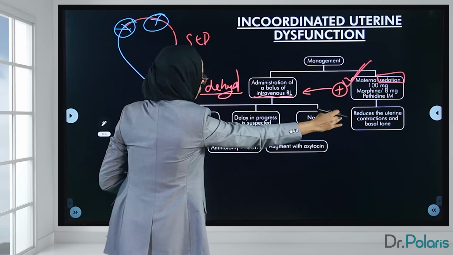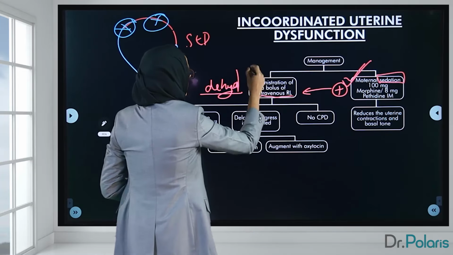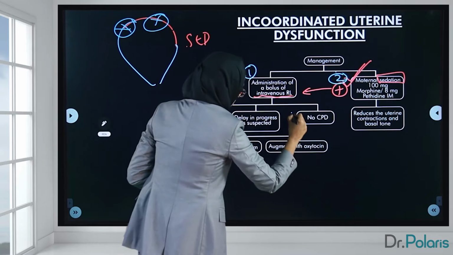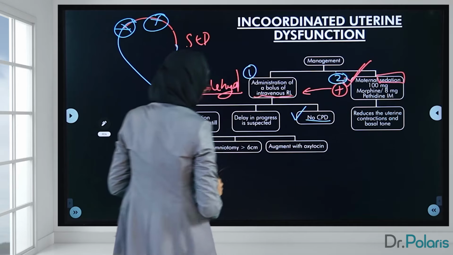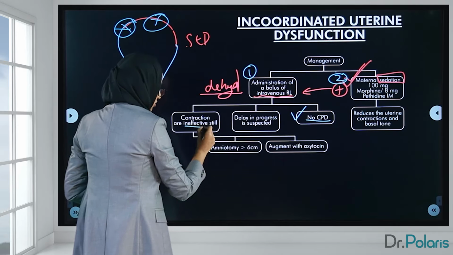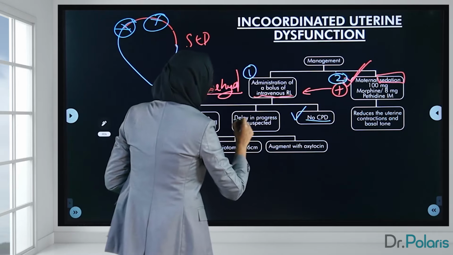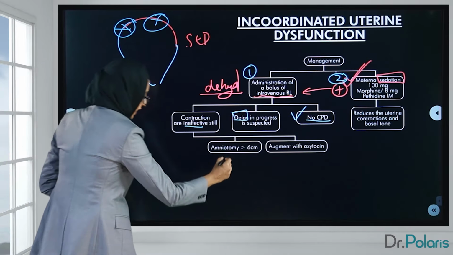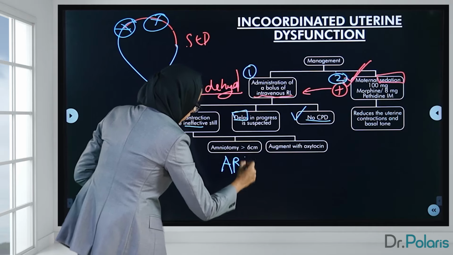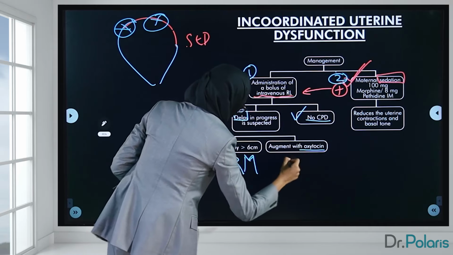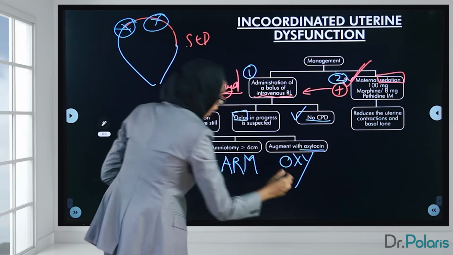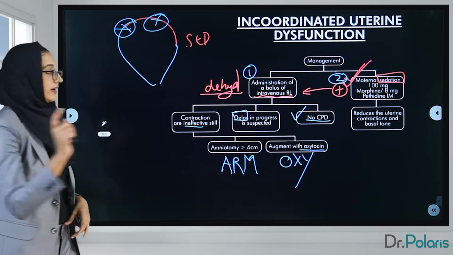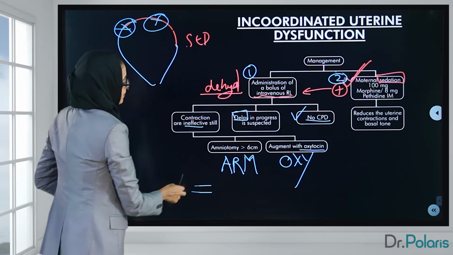Now, what can you do next? You have done the sedation, you have given the IV fluids and still nothing has worked. So what is the next step? Like I said, always rule out CPD, right? You feel contractions are ineffective and you are getting a delay. What are the two things that we can do? We can do an ARM or we can give oxytocin. These are the two things in our armamentarium to help a dysfunctional labor, but always rule out CPD.